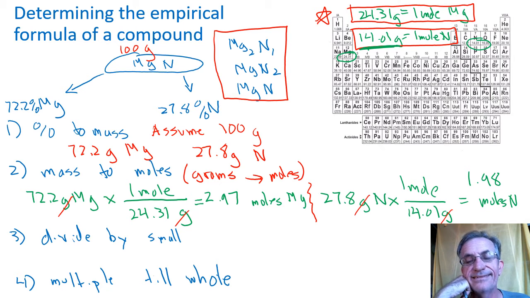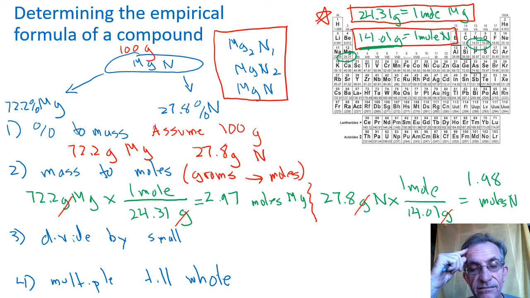All right, step 2 is done. Grams to moles. Grams to moles, we do it for both elements. Grams to moles, you use your periodic table. To be exact, you divide by the number off the periodic table. All right, so now we're ready to do the next step.